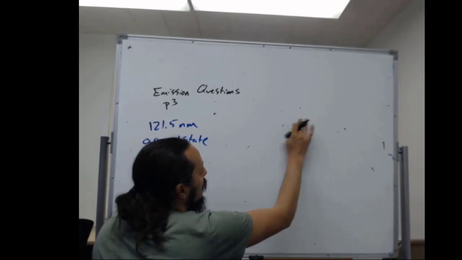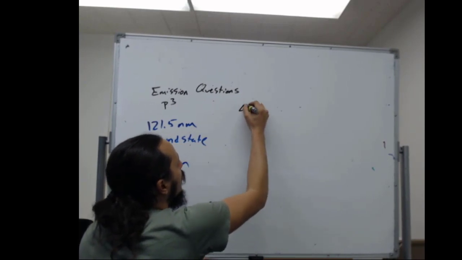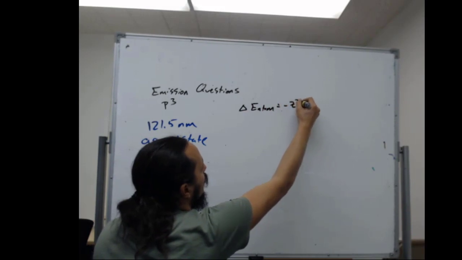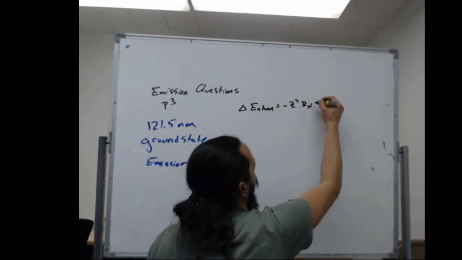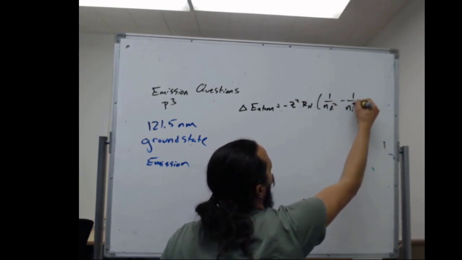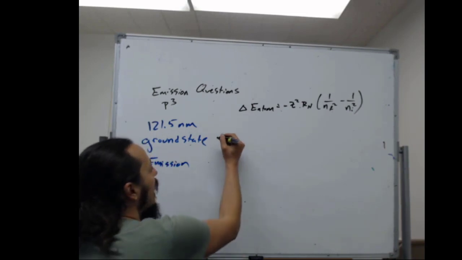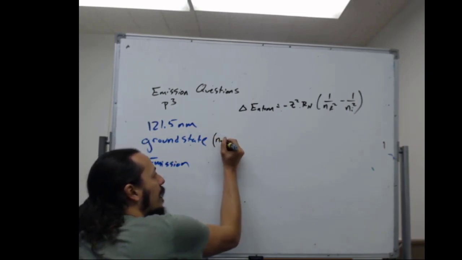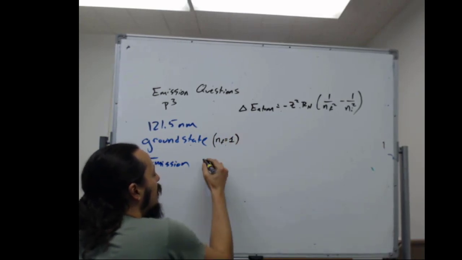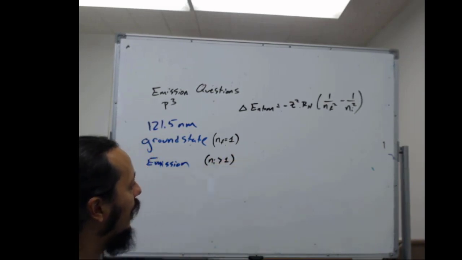So since it's emission, we've got two options. We can do the change in energy of the atom is equal to negative Z squared R_H times 1 over n final squared minus 1 over n initial squared, where, because it's ground state, we can infer that n final equals 1. Since it's emission, we know that n initial is greater than 1, but we don't know how much greater than 1 it is.